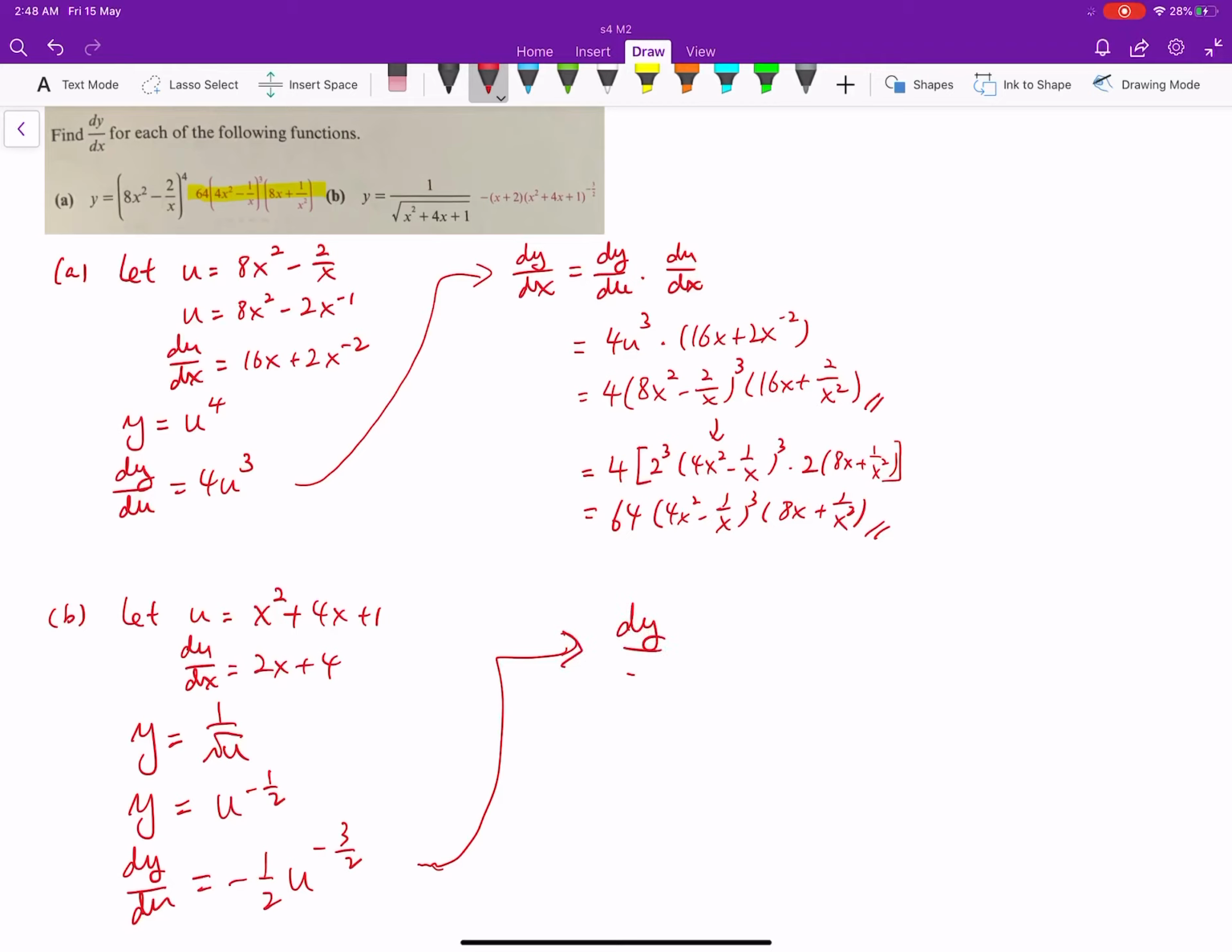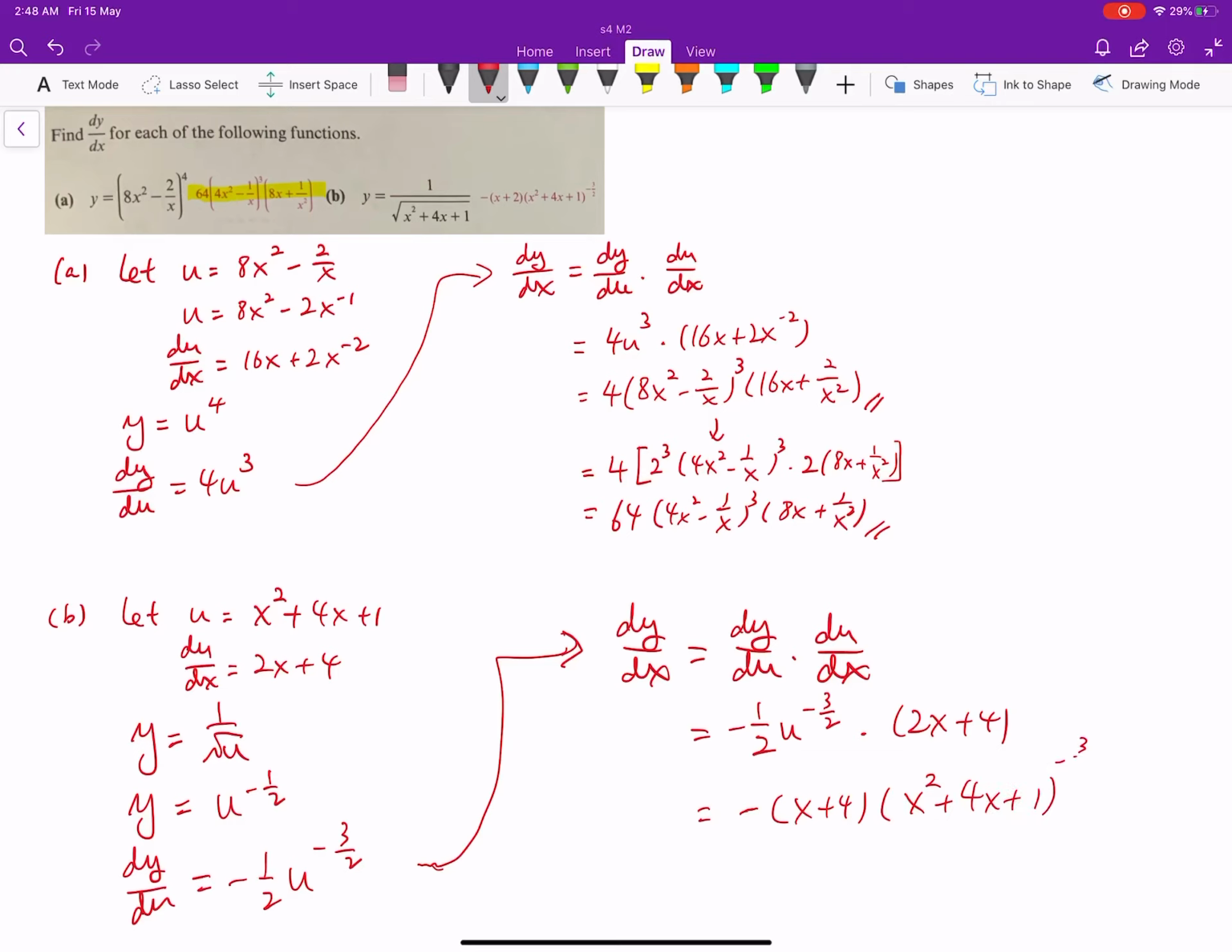So dy dx will be dy du times du dx, and then we put everything in, and then multiply by 2x plus 4. So the 2 cancel with each other, so you get negative x plus 4, and then we get x squared plus 4x plus 1 to the power negative 3 over 2.